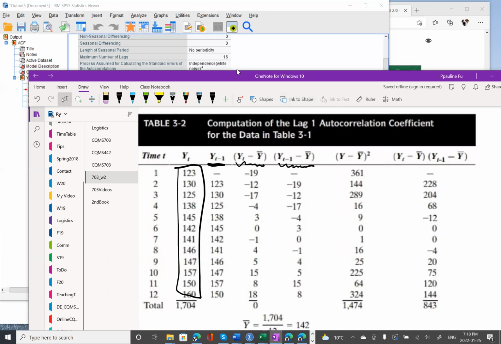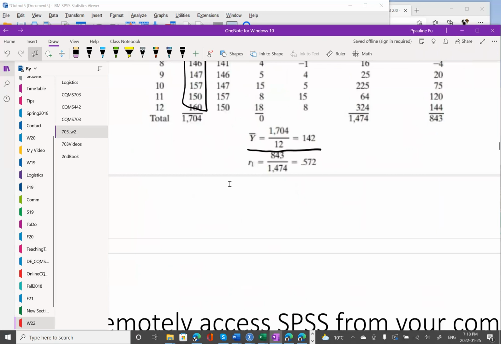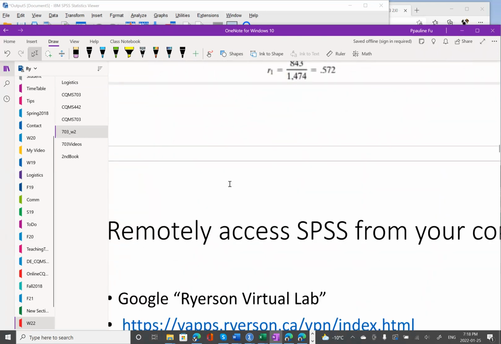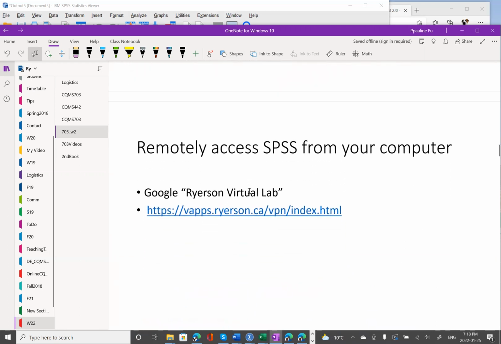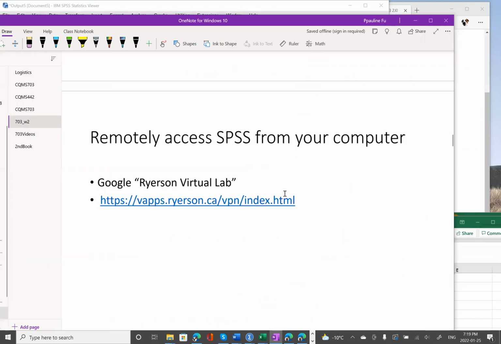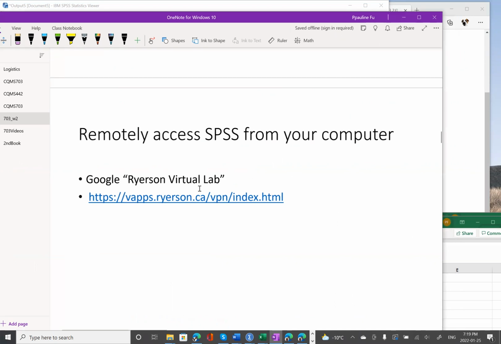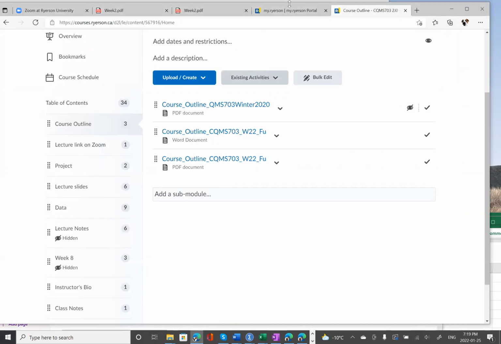So go back to autocorrelation. Professor, I have a question here. Yes. Do we have a link to download the SPSS? Thank you. This is the link. You do not download. You use SPSS remotely. You can access SPSS remotely from your computer. You just need to go to this link, or you Google Ryerson Virtual Lab. You will have this link, and then you log in with your Ryerson credential.